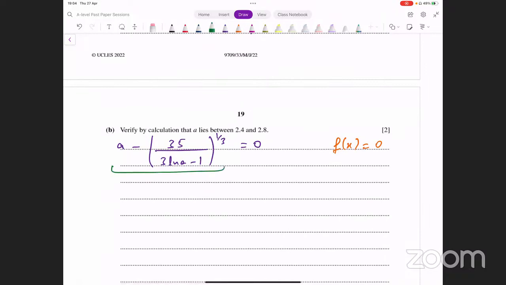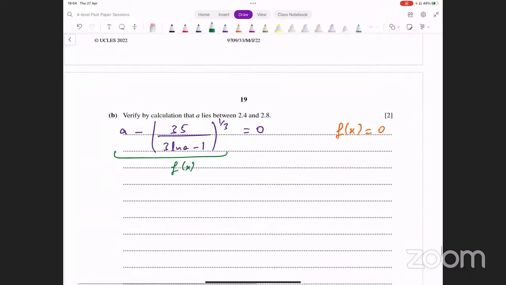We can say, let's call this thing f of x, and all that we have to do now is input 2.4 in this once, वो देखते हैं क्या value आती है, and then input 2.8 in this. इन दोनों पे देखें क्या values आती है. ठीक है, ये बस calculator में डालें. एक दफा हम क्या करते हैं, 2.4 input करते हैं. 2.4 minus bracket 35 divided by 3 times ln of 2.4 minus 1. Let's close the bracket, and this is giving me minus 19.1.